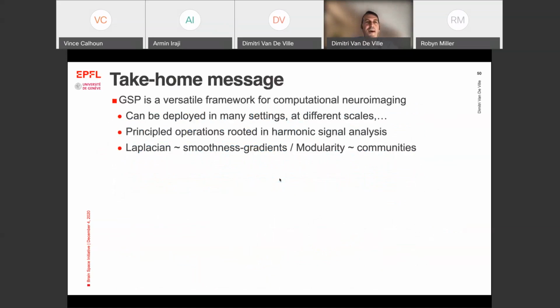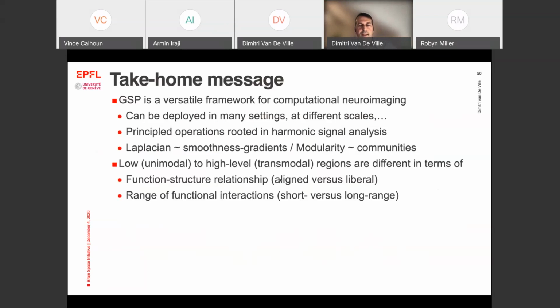So let me conclude. I hope I convinced you that GSP is a versatile new framework that can be applied for computational neuroimaging. It can be used in many settings, different scales. And it's a principled way to define new operations. If you go with the Laplacian, you're defining your operations by smoothness and gradients, or with modularity by community structure. And in its application, we've seen that it can reveal unimodal to transmodal hierarchy in the brain, either using, for instance, our function-structure relationship or the functional interactions range.